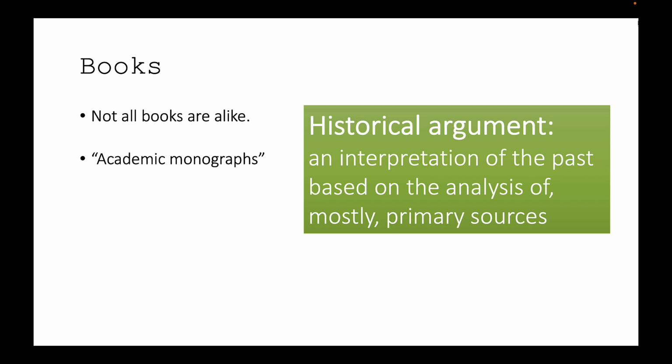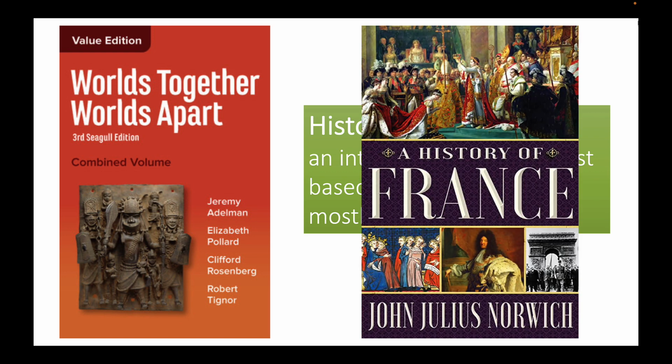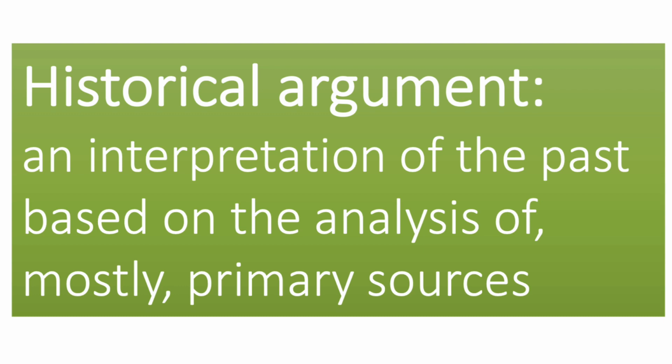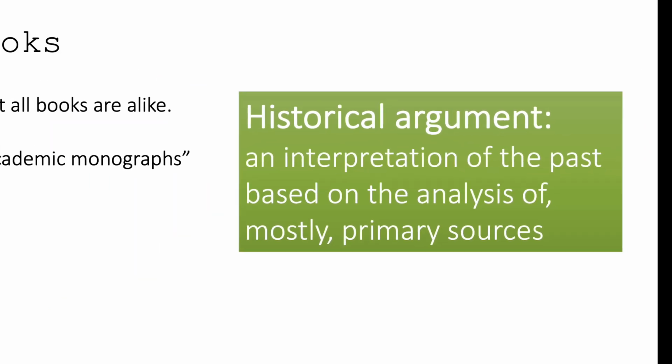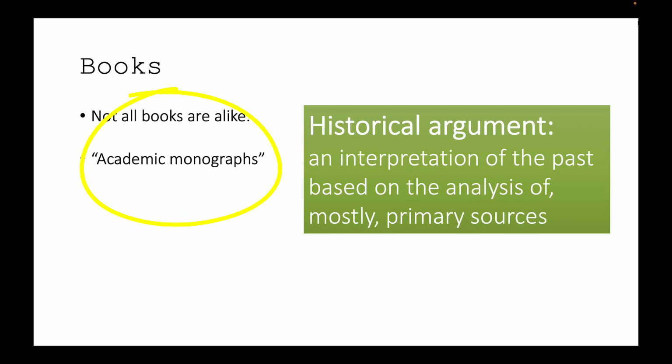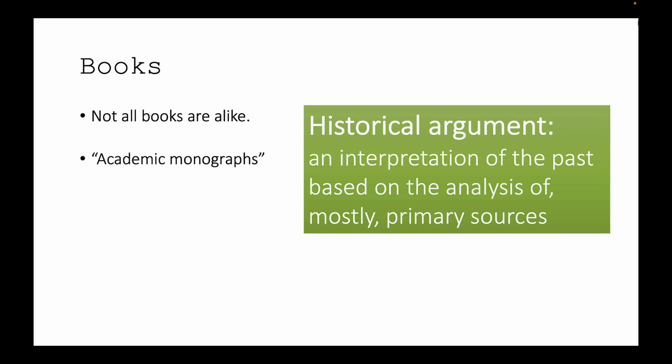But there's another feature to academic monographs that makes them unique. As opposed to, say, textbooks or other books that are more general surveys, academic monographs are books with historical arguments. What that means is that the point of the book is for the historian to put forth an interpretation of the past that they have made based on the analysis of mostly primary sources. That's what you're looking for. You're looking for books that are academic monographs, not just a textbook, not a history of the world kind of survey text or something. You're looking for specific researched studies of particular historical topics.